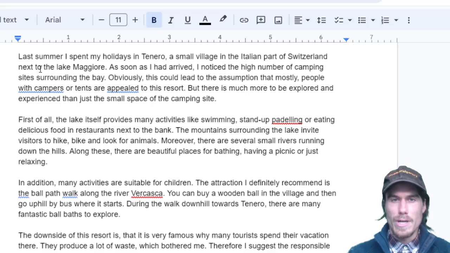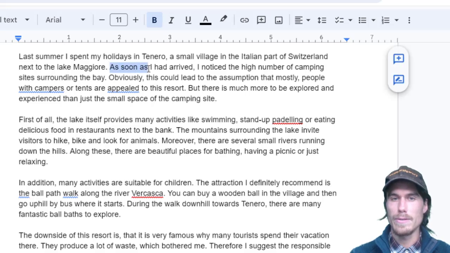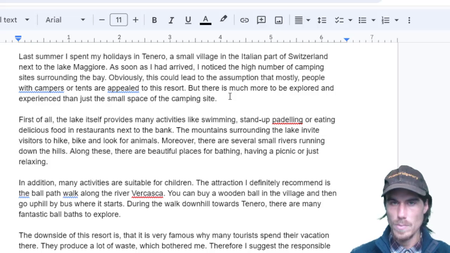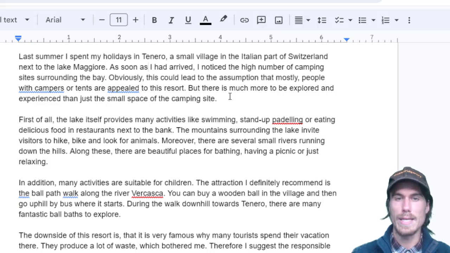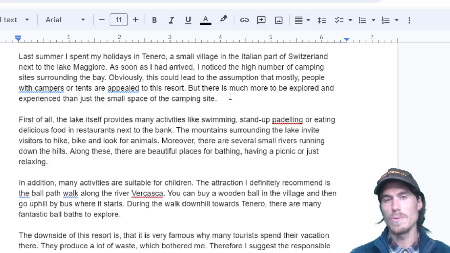As soon as I had arrived, this is good English, good comparison. I noticed the high number of camping sites surrounding the bay. Obviously, this could lead to the assumption that mostly people with campers or tents are appealed to this resort.